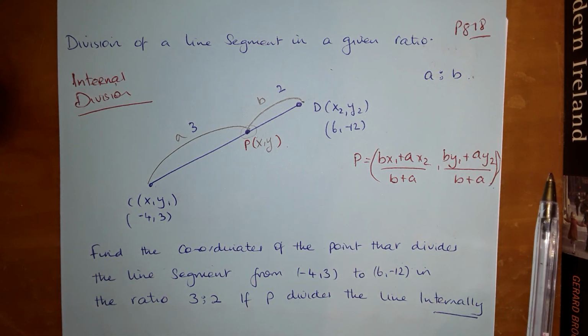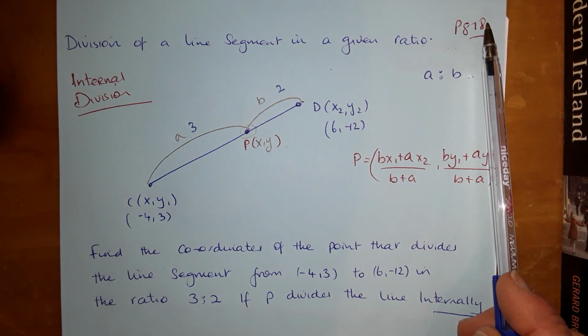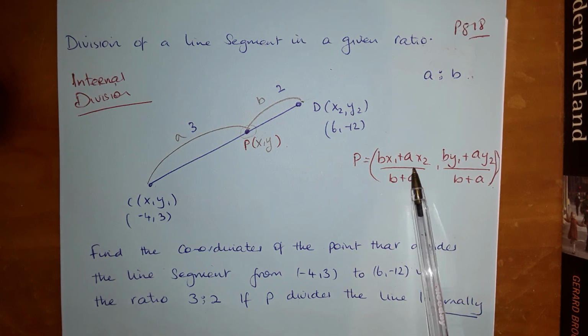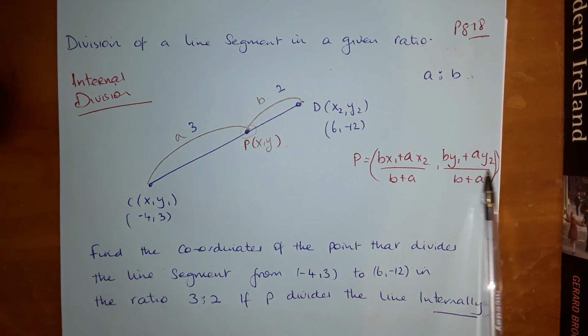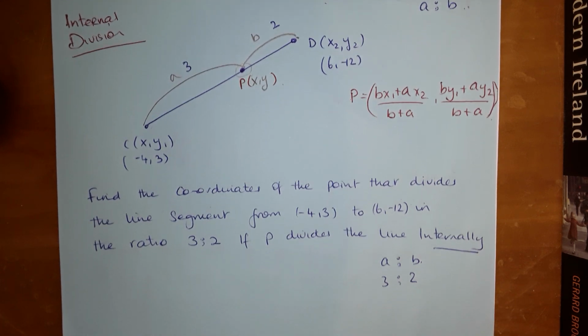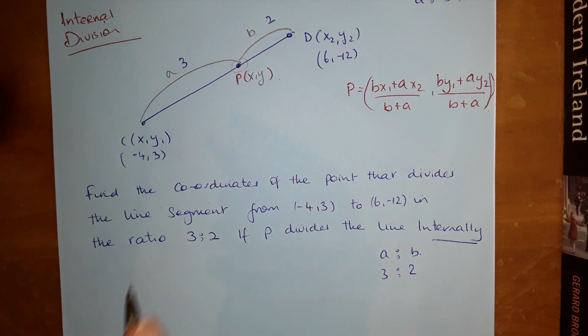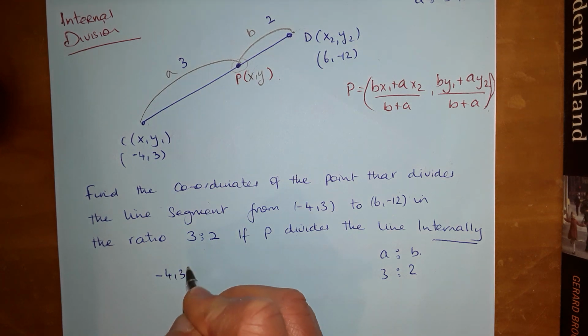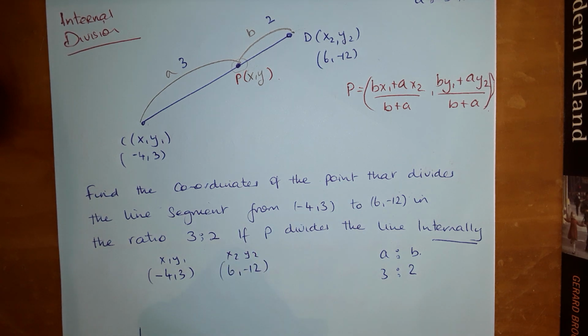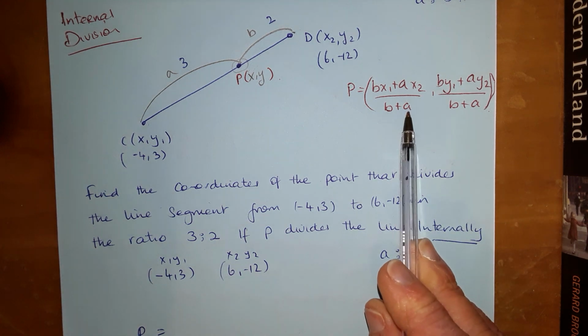Now, we're going to use this formula, which is on page 18 of your formula and tables books. Down at the end, this is the internal division formula. bx1 plus ax2 over b plus a, by1 plus ay2 over b plus a. So the ratio A is to B is 3 is to 2. So now you know what A is and you know what B is, right? So now we're going to call our points -4, 3, which is x1, y1, and B is 6, -12, which is x2, y2. And we'll find P using this formula.